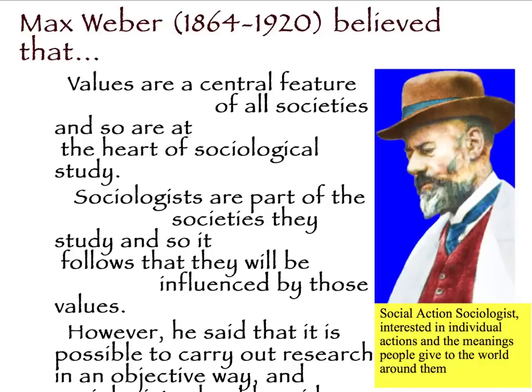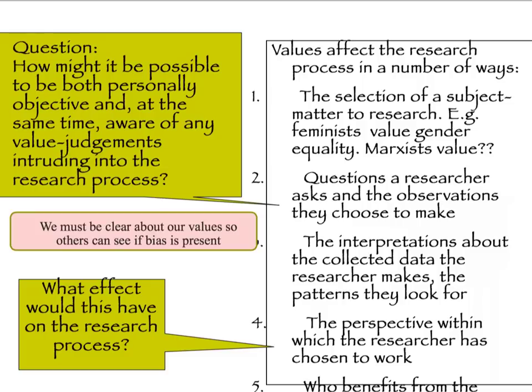However, he believed that we should be very open about our values and we should try and not let them influence our research. Also, he said we should declare our values so that other people looking at our research can be aware and maybe test if our values have influenced the research in any way. So, what are the different ways that values can affect the research process?